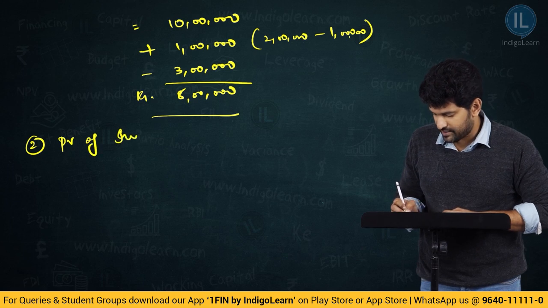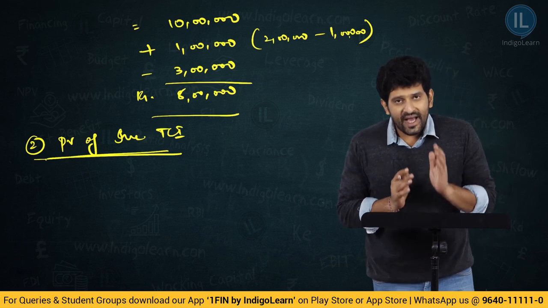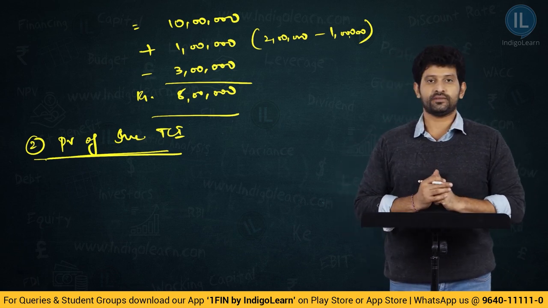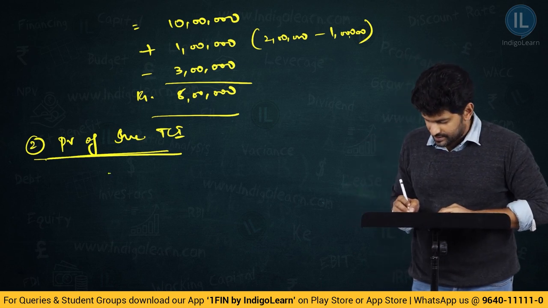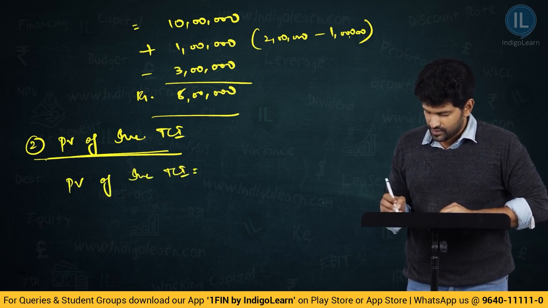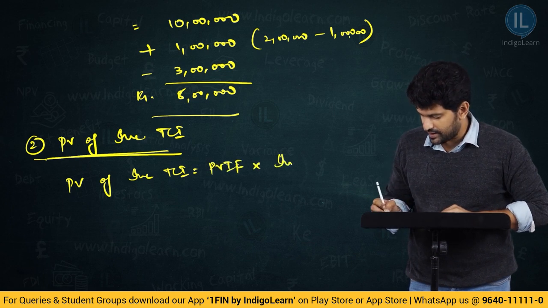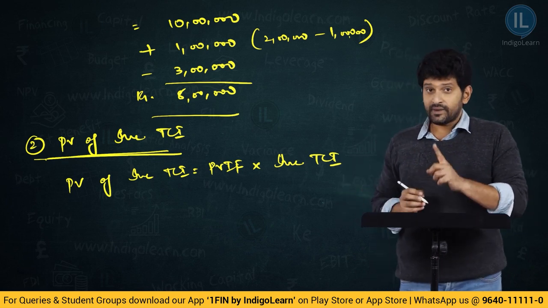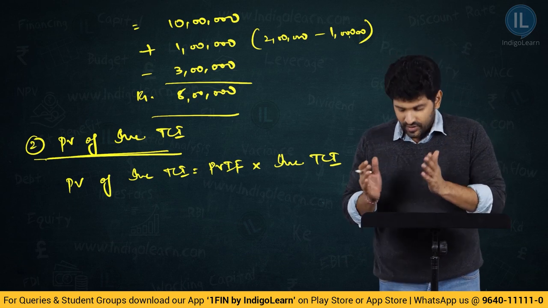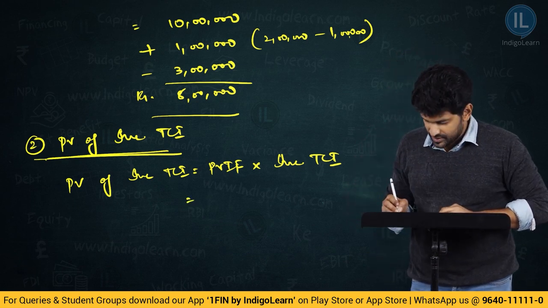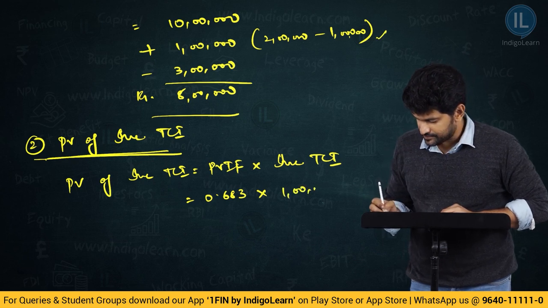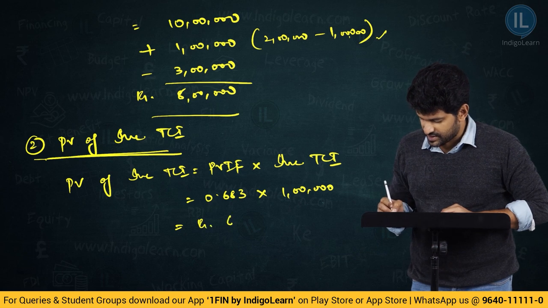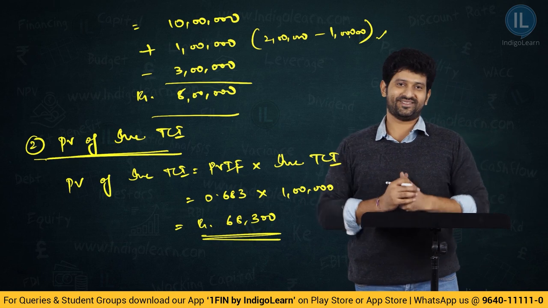Next, the second one, present value of incremental terminal cash inflow. Do we have any terminal cash inflow for the new machine? Yes. In the name of net working capital, that incremental working capital is there. There is no residual value. Therefore, present value of incremental terminal cash inflow is equal to present value interest factor into incremental terminal cash inflow. The only incremental terminal cash inflow we have is net working capital. There is no residual value for both the machines. What is present value interest factor for the fourth year? 0.683 into the same 2 lakh minus 1 lakh, that is 1 lakh. So, can we say it is rupees 68,300? Even more simple. Correct.